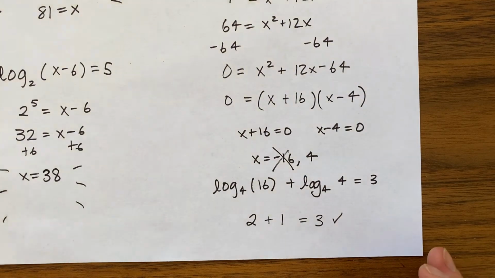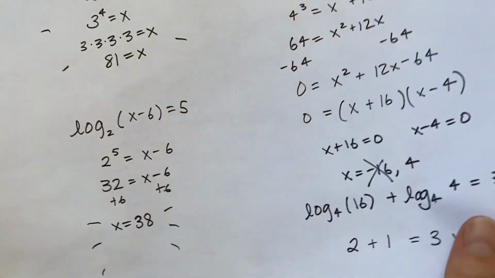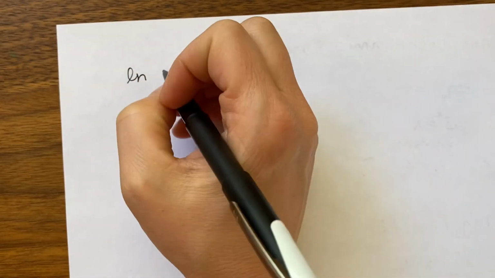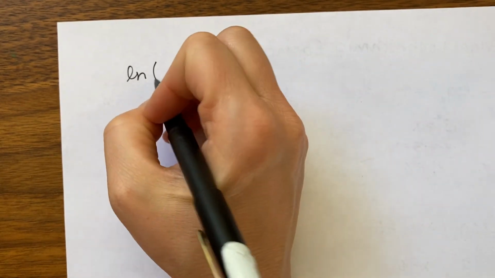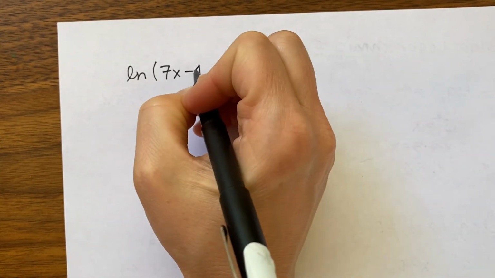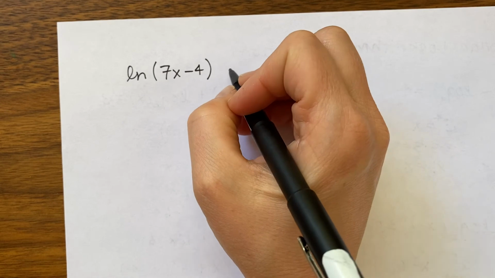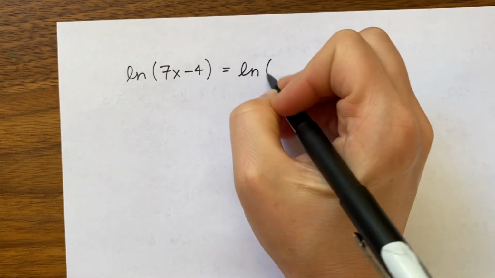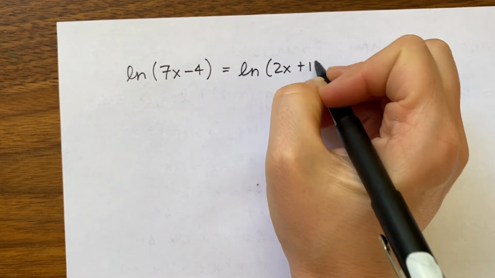Now, we're going to try one more example. It might seem crazy, but it's actually quite easy. The natural log, we could use any log. We're just going to use the natural log. The natural log of 4x minus 4 is equal to the natural log of 2x plus 11.